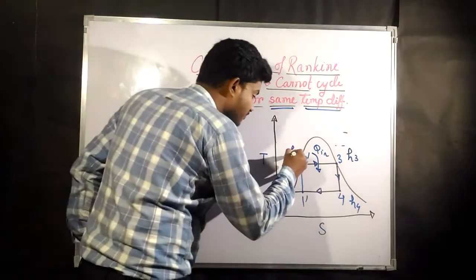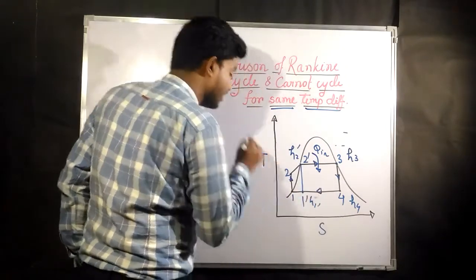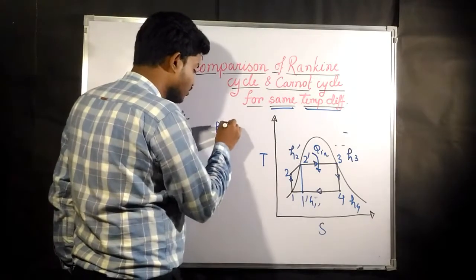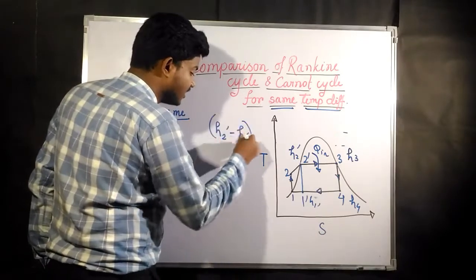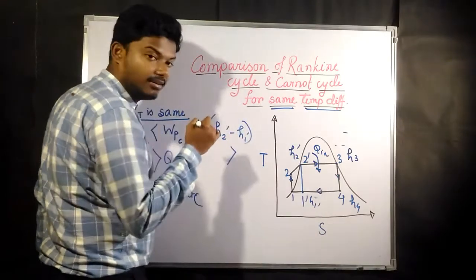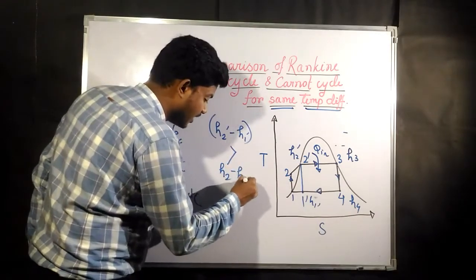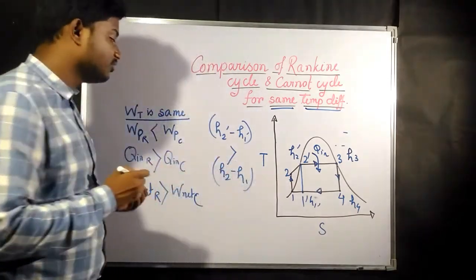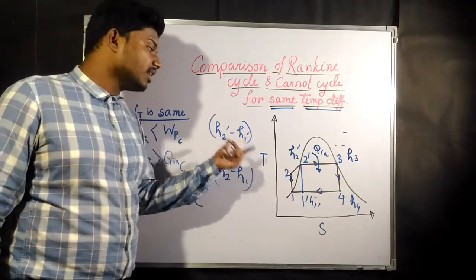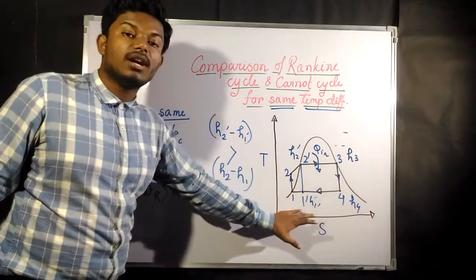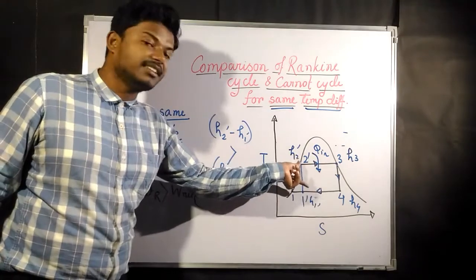That means the difference of enthalpy between H2 dash and H1 dash is going to be greater than the difference between enthalpy at 2 and enthalpy at 1. The enthalpy difference at this point is going to be less than the enthalpy difference at this point. This enthalpy difference gives us the work done by the compressor. Work done by the compressor was given by this enthalpy difference.